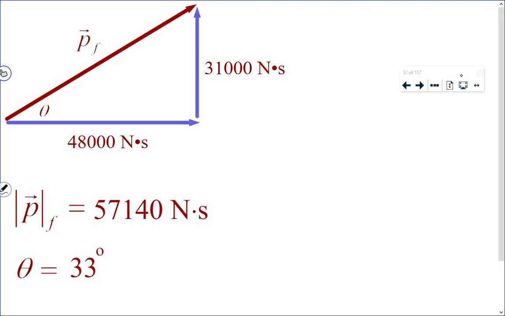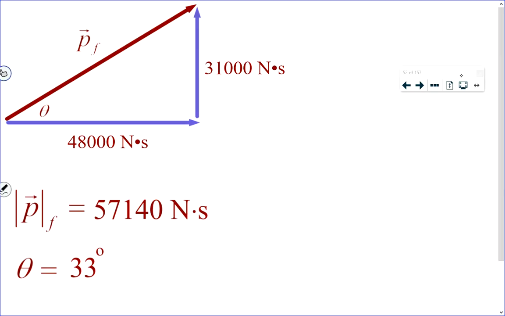All I'm doing is taking 31,000 squared plus 48,000 squared, then taking the square root. For theta, I'm just taking the inverse tangent of 31,000 over 48,000. And again, I don't mean to trivialize the calculations, but these are grade 10 and earlier calculations. We still haven't answered the question.